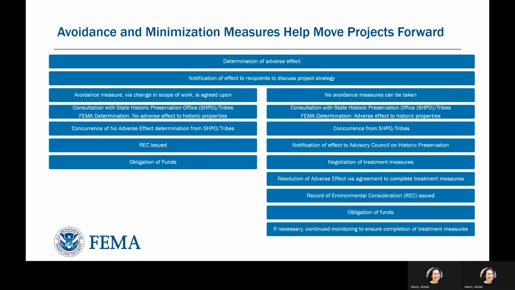Ultimately, avoidance and minimization measures, whether in the scope of work upfront or determined during project review, help move projects forward. The chart in front of you is the same adverse effect resolution chart from an earlier slide, but on the left, it shows the reduced steps needed if an adverse effect can be minimized or avoided through changes in the scope of work.